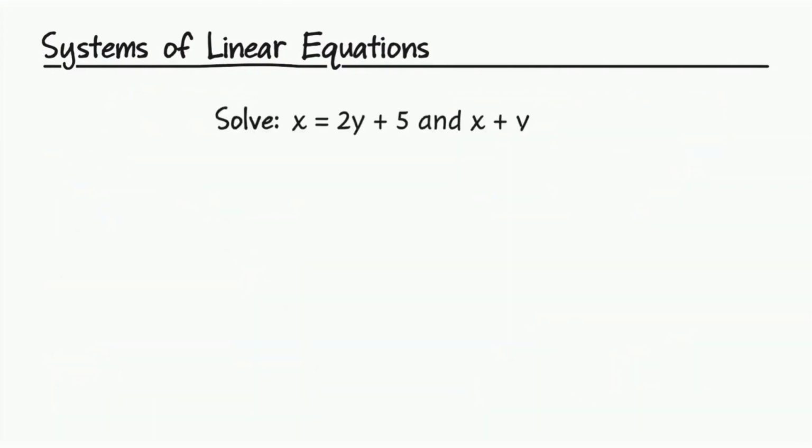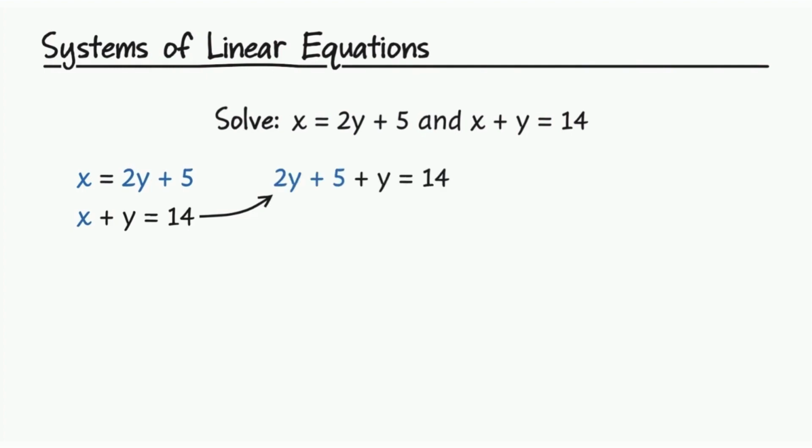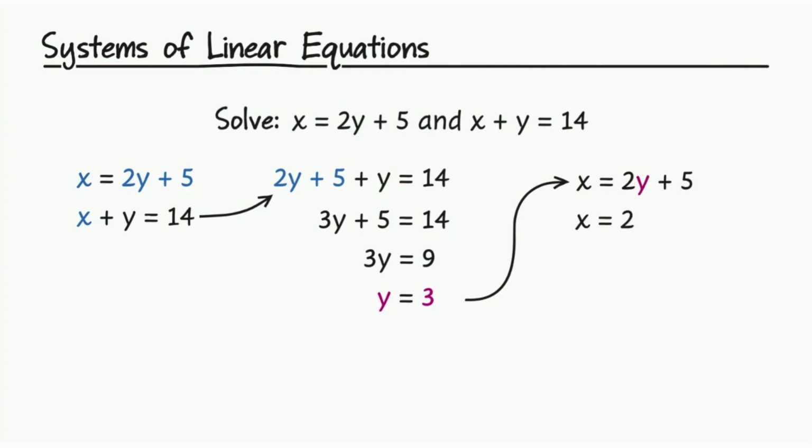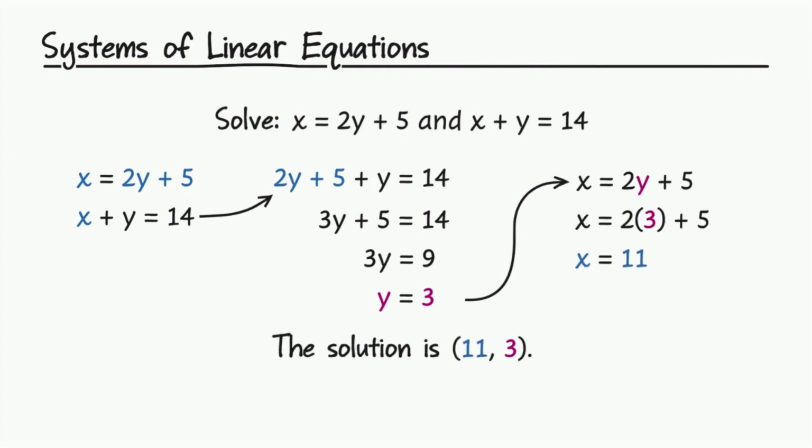Students build from estimating solutions to systems graphically to finding solutions algebraically. One strategy for solving systems is to use substitution. If one equation is solved for a variable, students can substitute the expression equal to that variable into the other equation. The resulting equation has a single variable, which students can solve using methods they already know. And once they know the value of one variable, they can determine the value of the other.